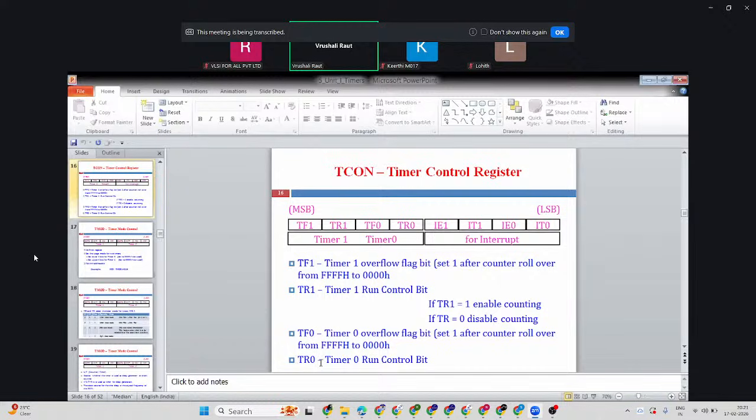Again the TR0, same working of TR0. I'll be setting that whenever I want my timer to start. At that time, I am making TR0 equal to 1. When I have to disable the timer, I will be making it 0. Same working as it is here. Did you understand these two important registers, that is, the timer control register? Just check it once. If you have any question, please ask me.